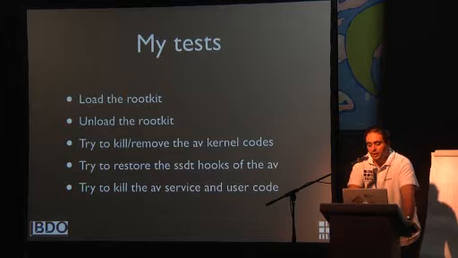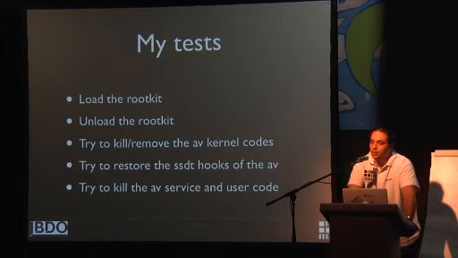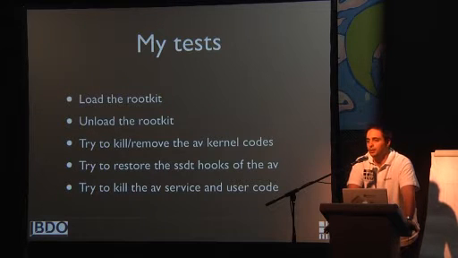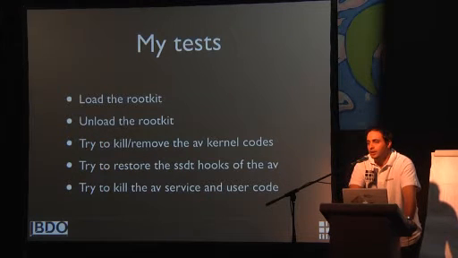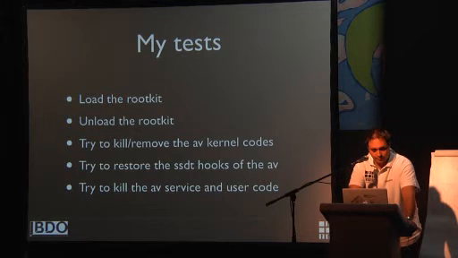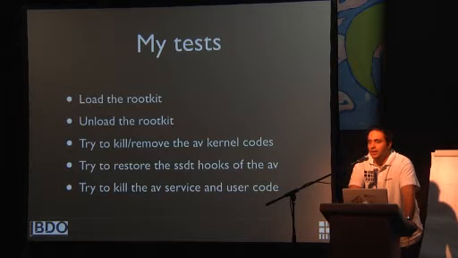In the next parts, I want to remove kernel code belonging to the AV product. There was no resistance here, and I wanted to check if the antivirus will restore its own hooks. And if they function, what can they do and what can they do better? In the end I wanted to try to kill their services. They should be protected, but in fact they are not so well protected.